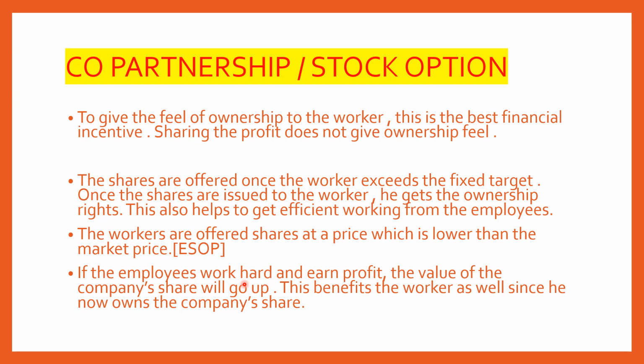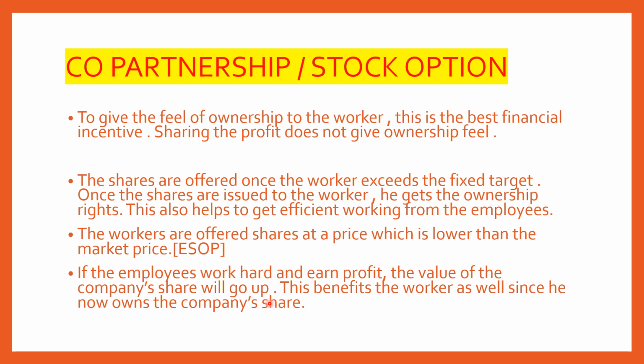The workers work hard, they earn profit. Now the value of the company's share will go up, right? So they will have dual benefits. A benefit they have already got when the shares are offered to them, and they will earn money on that. And now in future, when the employees work hard and the organization has profit, then definitely the value of the company's share will go up. Because they already pre-own the shares, and now the market value of those shares has gone up, so who is going to benefit out of it? The workers are also going to benefit out of it.